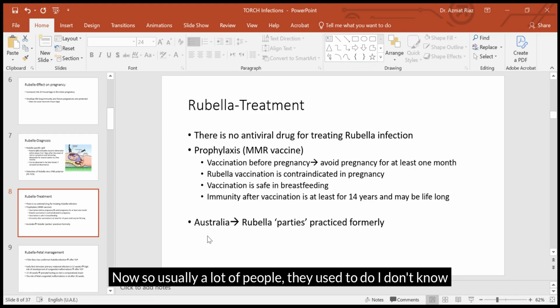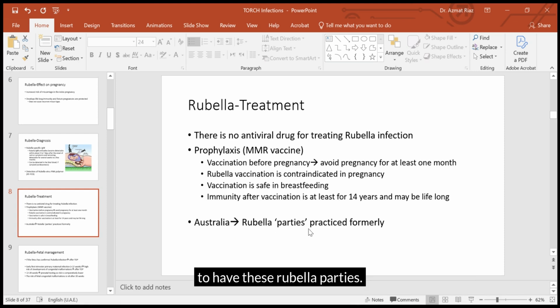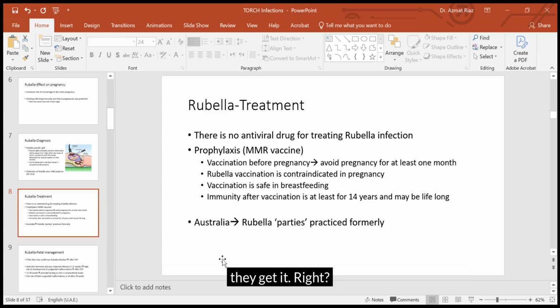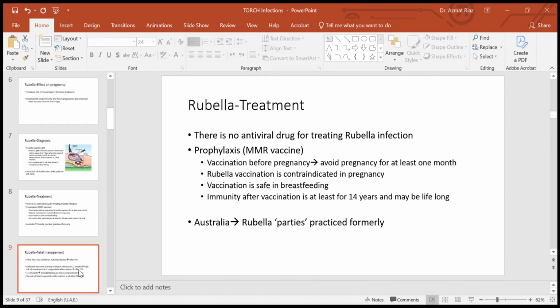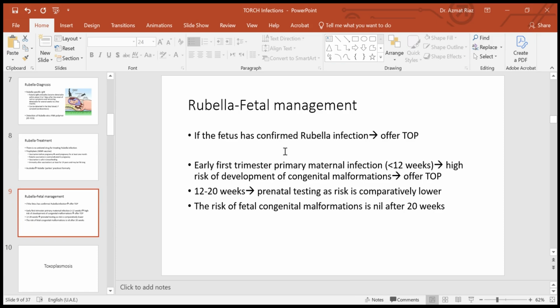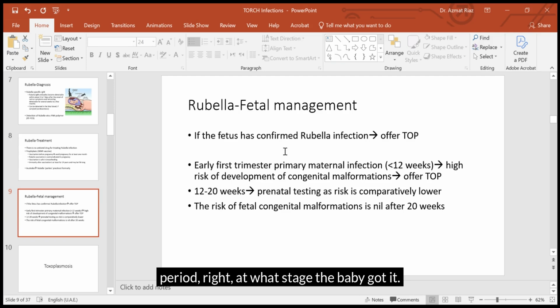Now, a lot of people used to do, I don't know whether they do it now, especially in Australia, they used to have these rubella parties. That means if one child had rubella, they invited all the kids so that they get it. So, what to do with the baby? Now, it depends on the period, at what stage the baby got it.